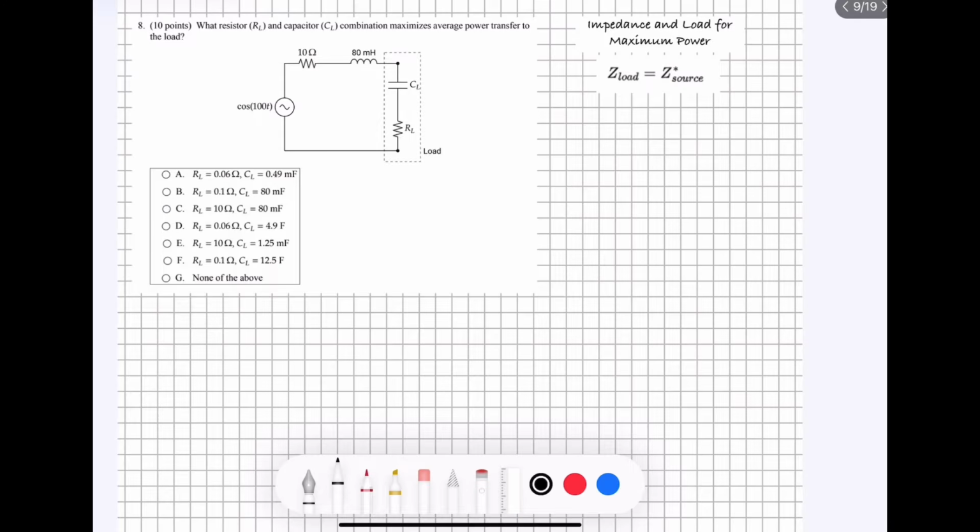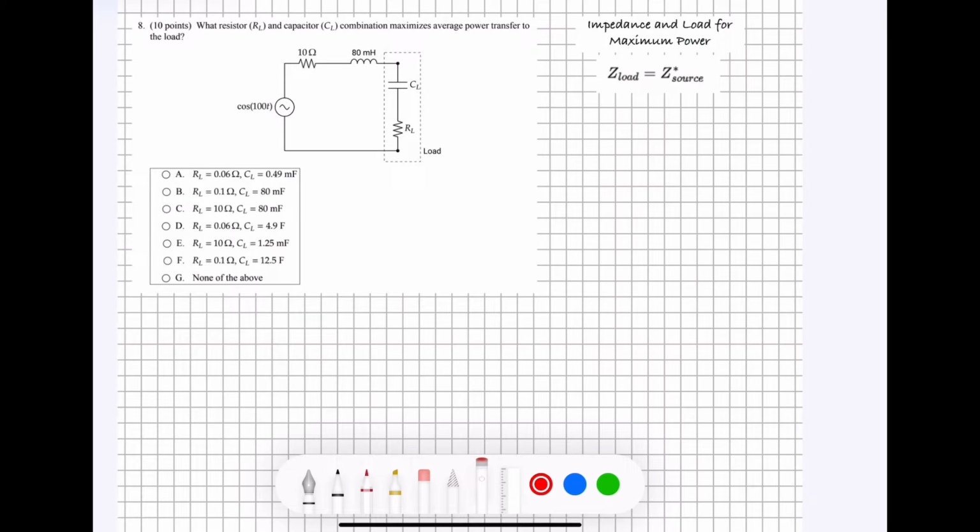All right, question number 8 asks us, what resistor and capacitor combination maximizes average power transfer to the load? In this circuit, we know that this is the load, which means that when we're considering the source, we're going to include all of this right here in the source, okay?